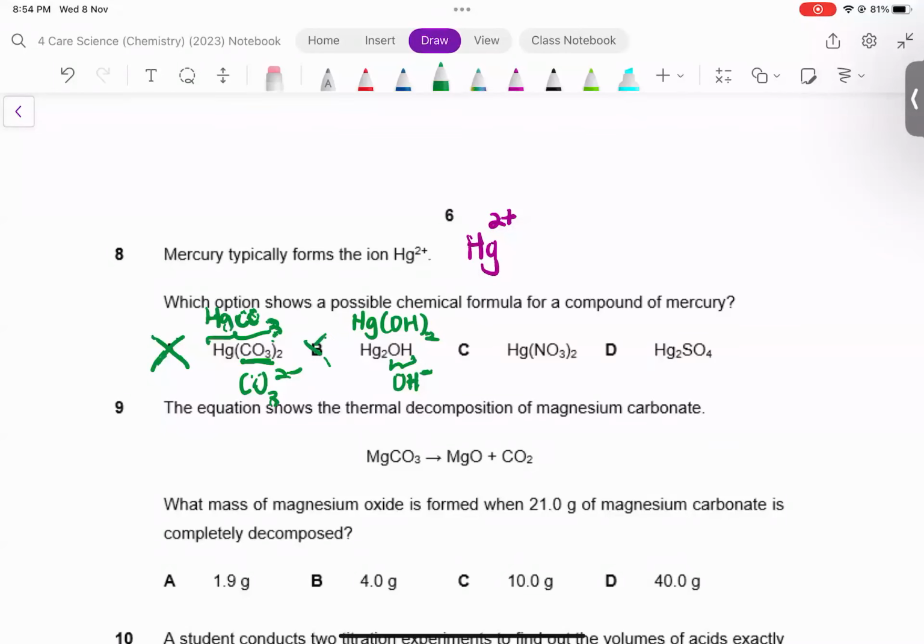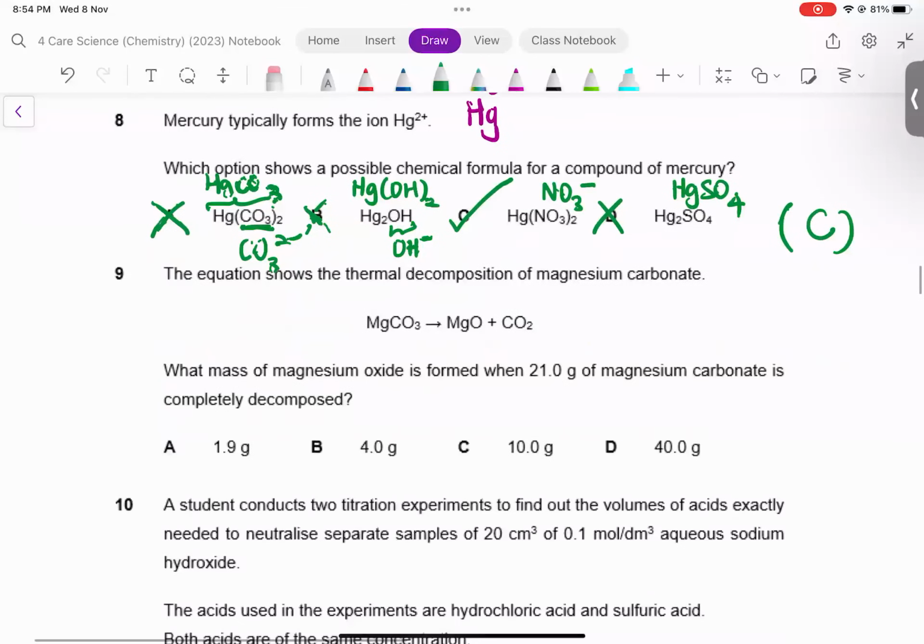So again, B is wrong. C is correct because it's NO3-. Nitrate only has a 1- charge, so you need 2 nitrates in order to balance out the 2+ charge. Finally, D is wrong. The formula for mercury(II) sulfate is HgSO4. So the answer is C for question 8. If you've got question 8 wrong, it means that we have to revise the formula of ions like carbonate, sulfate, nitrate, hydroxide.